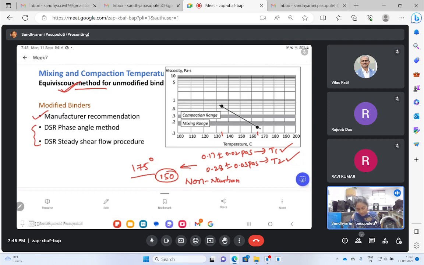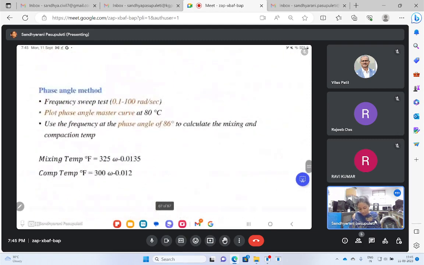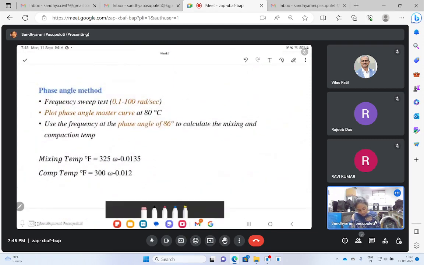One is the DSR phase angle method, another is the DSR steady shear flow method. So the main concept of this phase angle method is: we know that the phase angle ranges from 0 degrees to 90 degrees, and at 90 degrees, bitumen behaves as viscous. When I say viscous, that means bitumen behaves like a liquid. So we want the bitumen to be in this liquid state so that it can coat the aggregate properly.